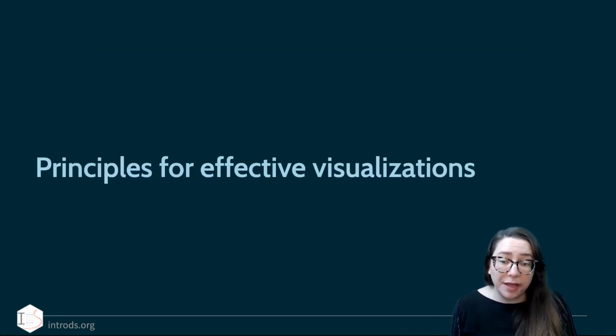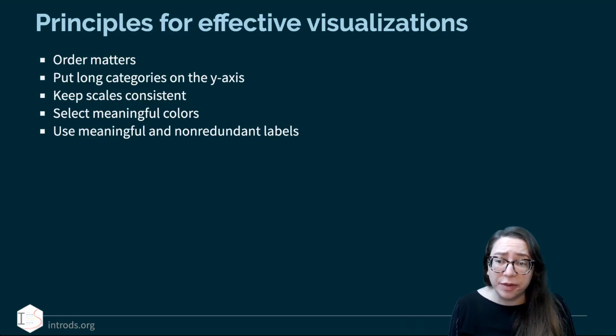So we're going to talk about some principles for effective data visualization and work through a case study to actually apply these principles. These 5 principles are: order matters, put long categories on the y-axis, keep scales consistent, select meaningful colors, and use meaningful and non-redundant labels.